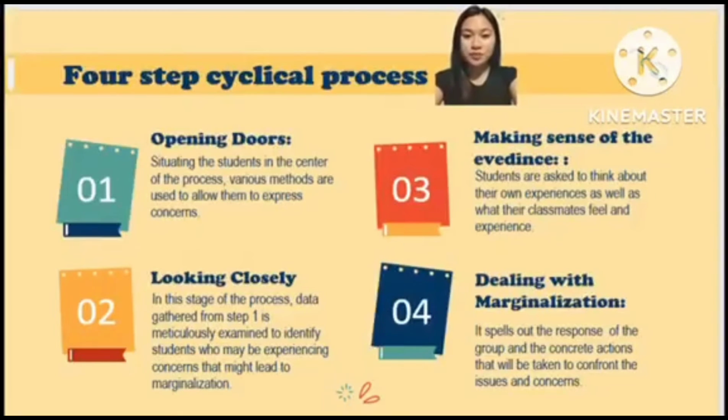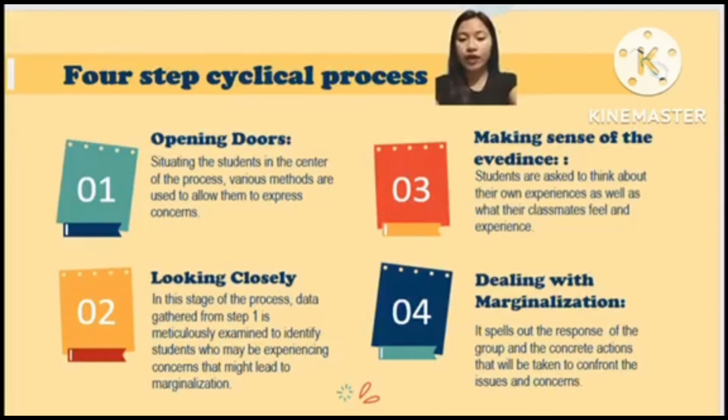So, the four-step cyclical process. First, we have opening doors. Situating the students in the center of the process, various methods are used to allow them to express concerns. Here, the students are respected as active participants. Methods like drawing, role playing, doing interviews, and engaging with group activities are ways to measure the social relationship. So that is opening the door.